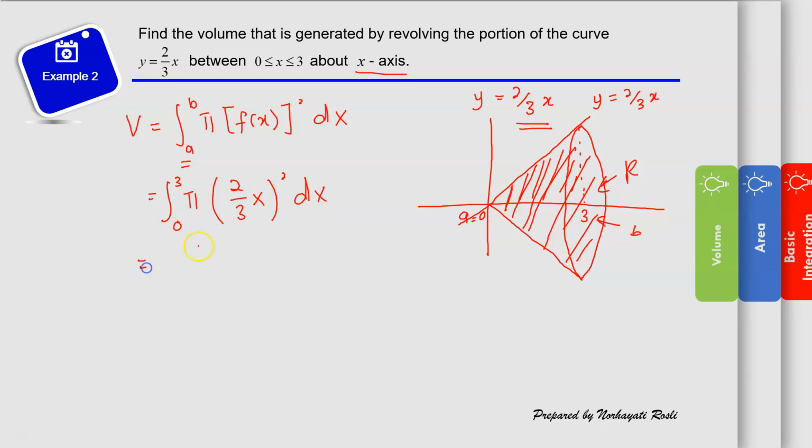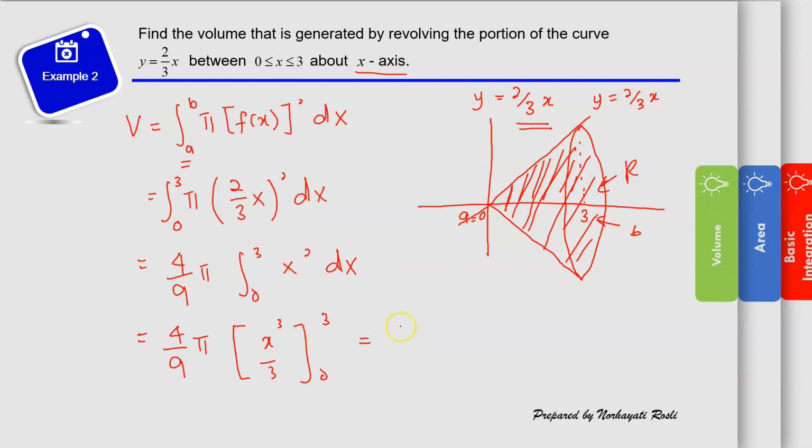When we solve this one, we'll get here 4 over 9 pi. We integrate from 0 to 3, x to the power of 2 dx. That is 4 over 9 pi times x to the power of 3 over 3, from 0 to 3. When we solve this one, we'll get the answer 4 pi unit cube. Actually, class, when we want to compute the volume, your final answer, you can just leave in terms of pi.